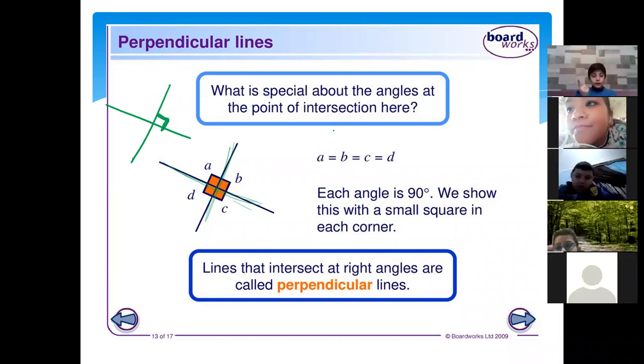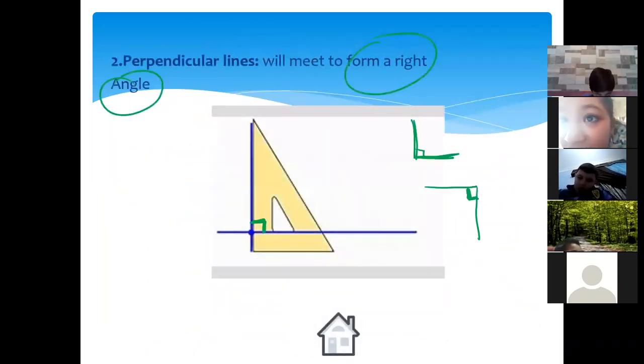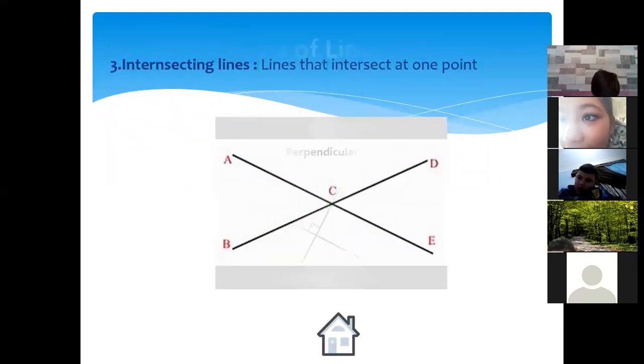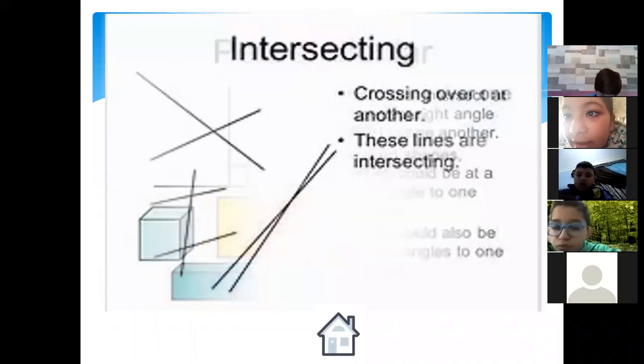Perpendicular lines. Excellent. They form what? They form a right angle. Bravo. So any lines that form a right angle, we call them perpendicular lines.